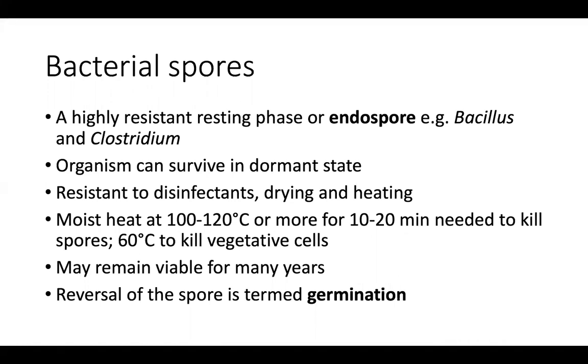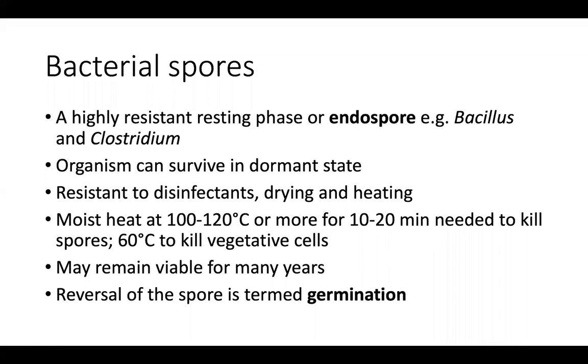And these spores tend to be resistant to even most of the common disinfectants that we use. So the disinfectant can get rid of a bacterial cell, which we refer to as a vegetative cell, but will not be able to get rid of the spores. They're also resistant to drying and heating. And so to get rid of spores, we usually have to get to a high temperature and for a longer period of time to be able to kill the spores. So moist heat at 100 to 120 degrees centigrade or more for 10 to 20 minutes is needed to kill spores. Well, in comparison, you only need about a temperature of 60 degrees centigrade to kill vegetative cells.